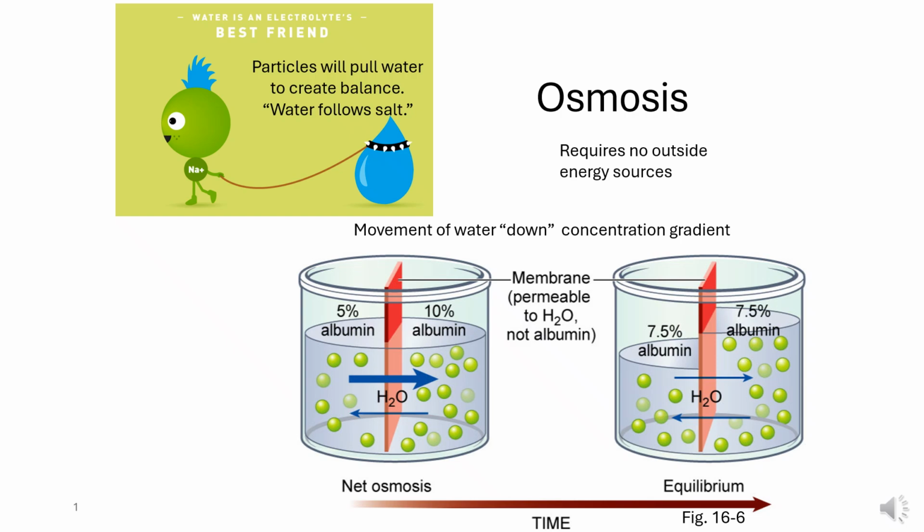Osmosis is the process of water movement through a semi-permeable membrane from an area of low solute concentration to an area of high solute concentration. The water moves across the membrane by osmosis. The water moves into the compartment that has higher osmotic pressure.